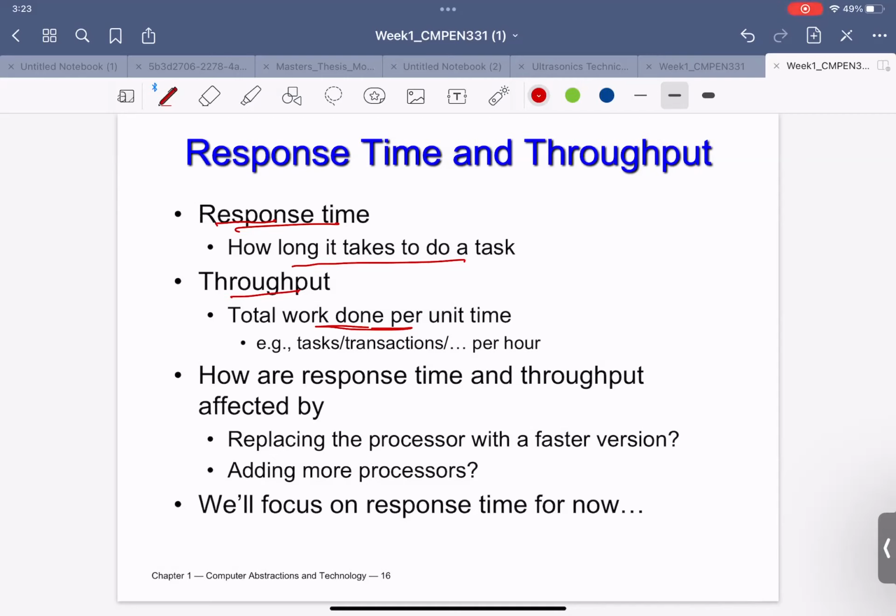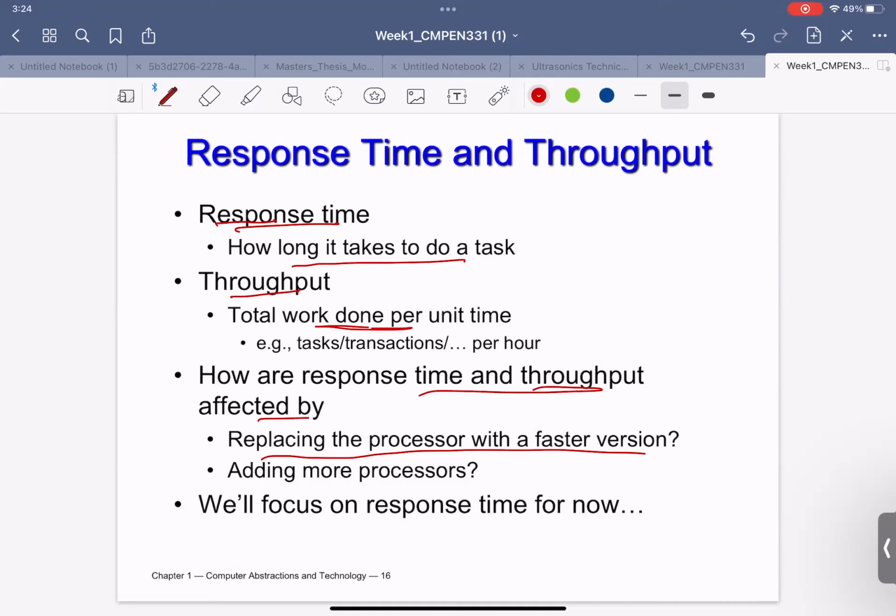performance. But if we were to ask how are response time and throughput affected by first replacing the processor with a faster version? Meaning, if I have now a better processor, how is this affecting the response time or how is this affecting the throughput? A rule of thumb, of course, in most of the cases, if not all, if I have a better processor, I will get less response time, which again, better performance, and the higher throughput, which again, better performance.